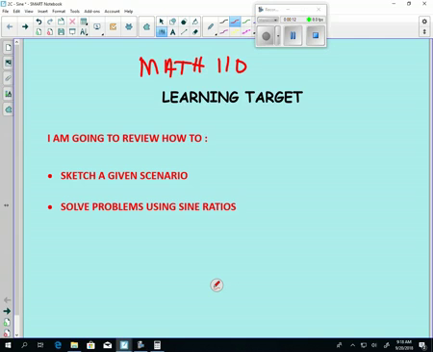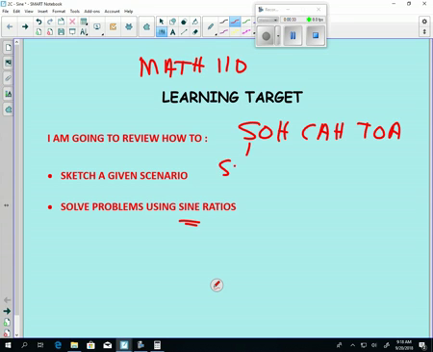Today our learning target again involves trig. We're going to be looking at the second function in trig, or second operation, which we refer to as sine. So remember SOHCAHTOA, a little acronym for remembering it.